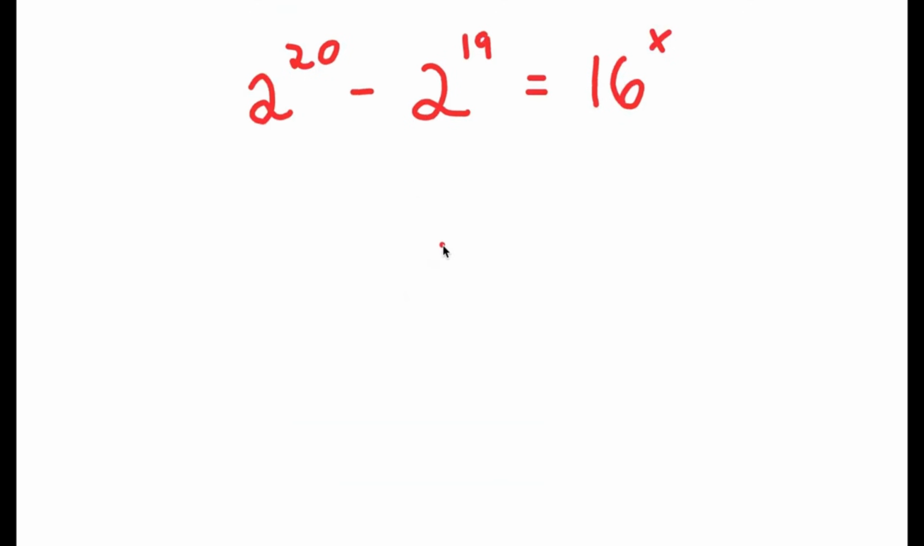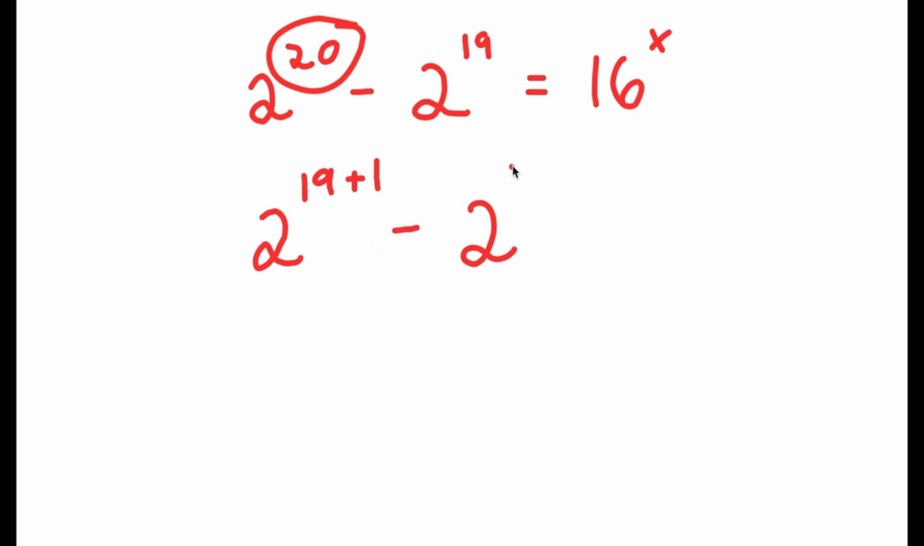All right, so in this problem, I have 2 to the power of 20 minus 2 to the power of 19 is equal to 16 to the power of x. So I'm going to first start by rewriting 20 as 19 plus 1. So now I have 2 to the power of 19 plus 1 minus 2 to the power of 19 is equal to 16 to the power of x.